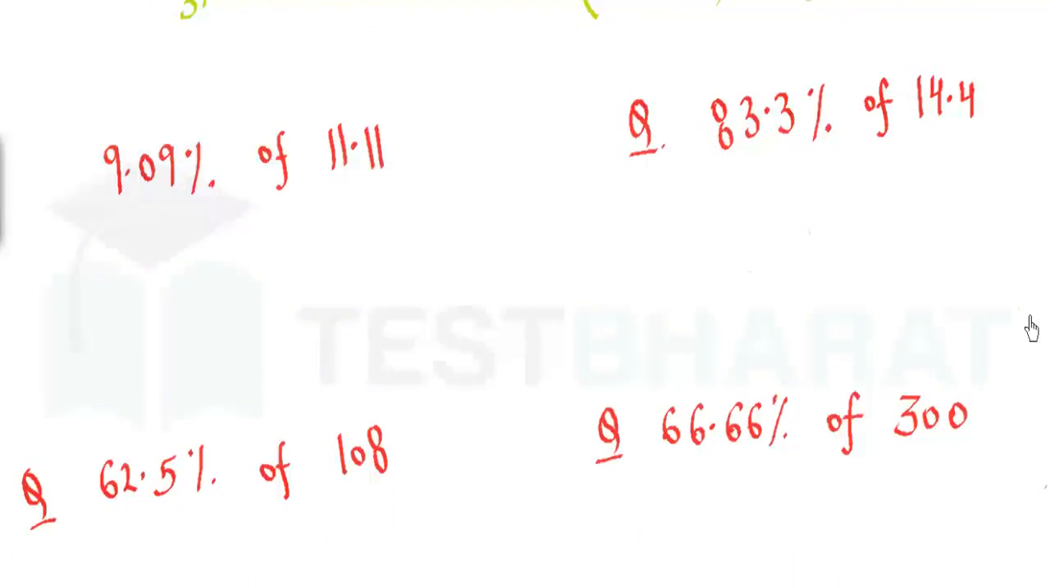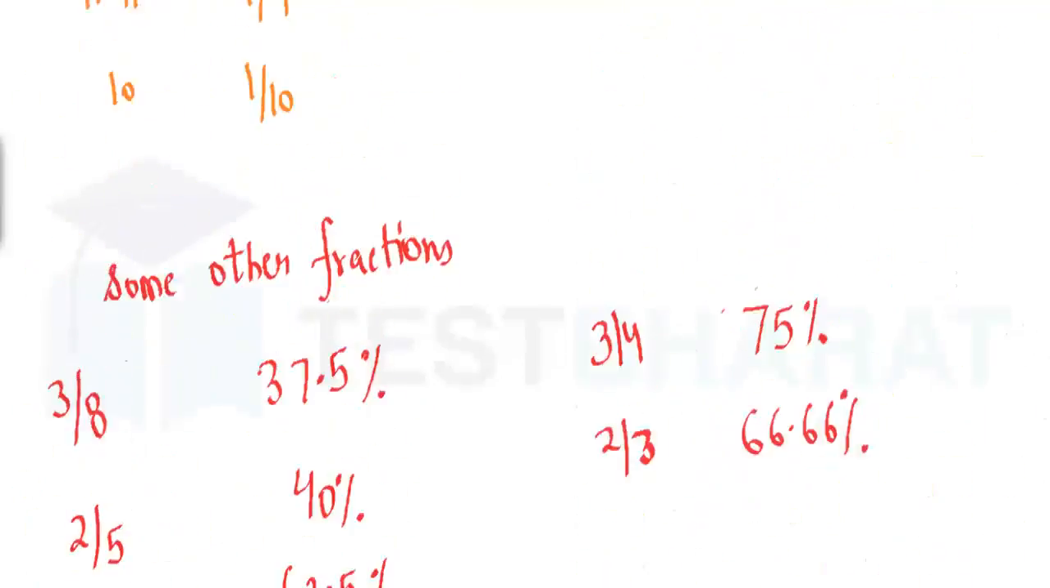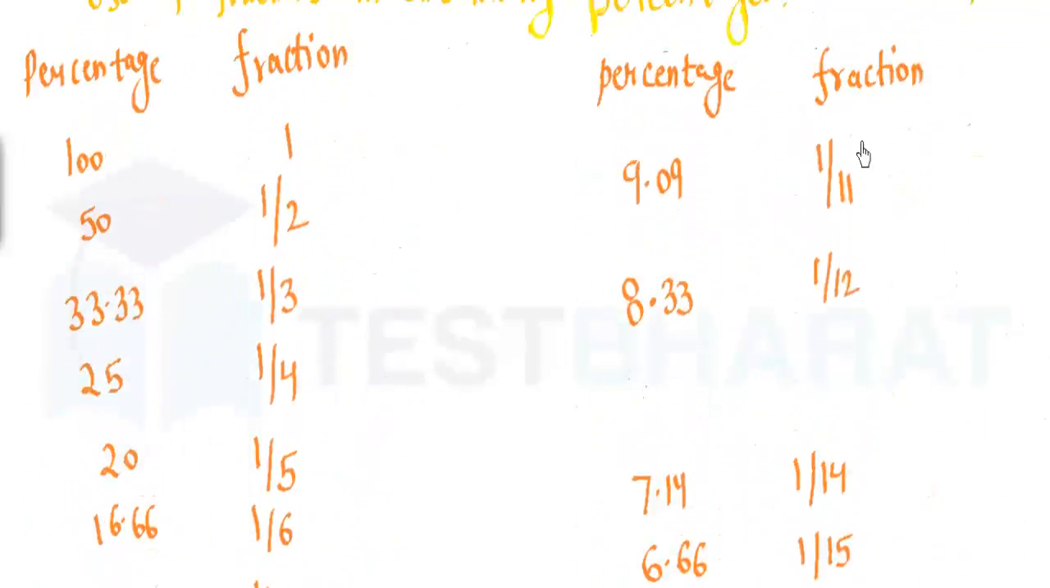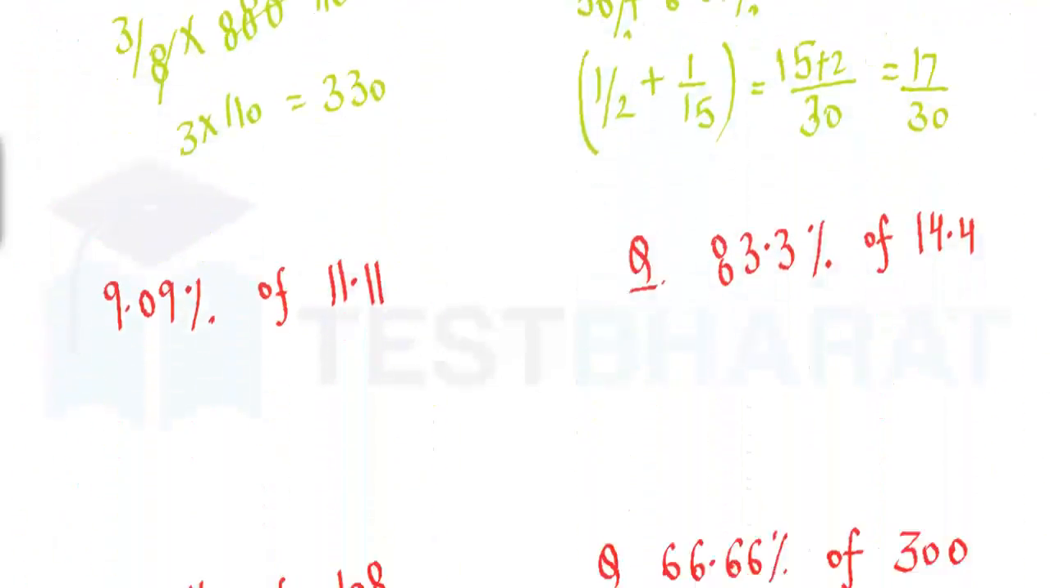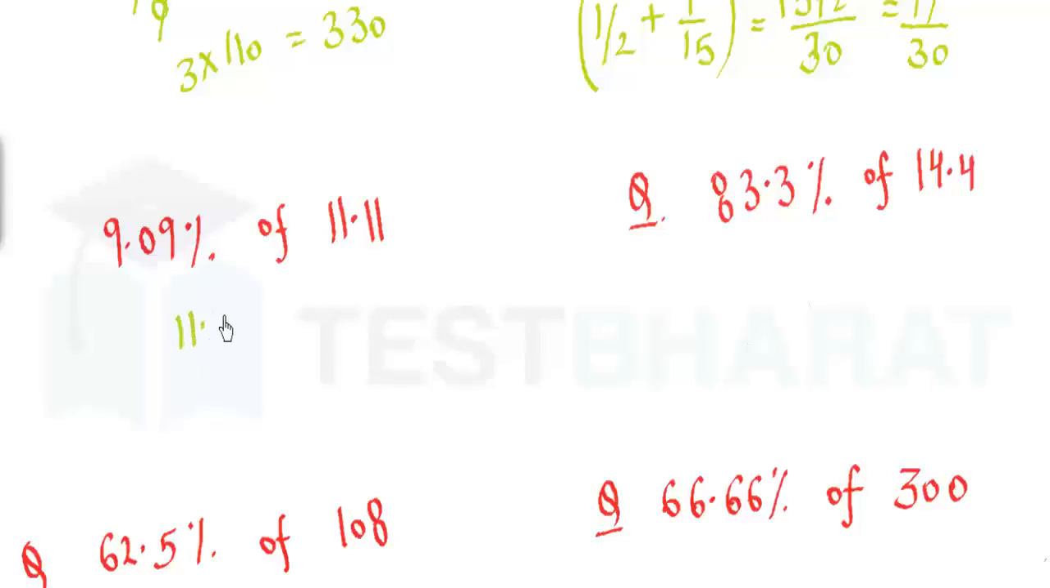Our next question is calculate 9.09% of 11.11. Here, 9.09% as a fraction is 1 by 11. So I can simply multiply 11.11 divided by 11.